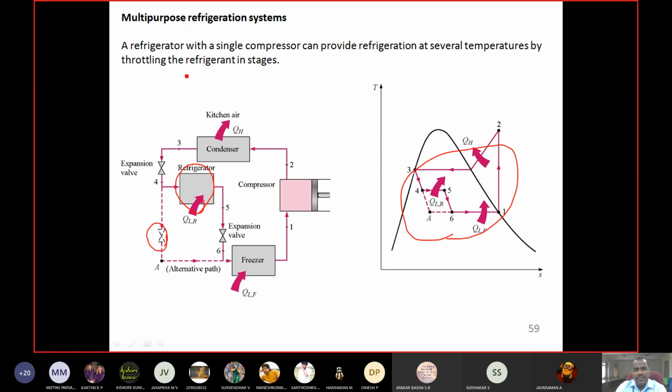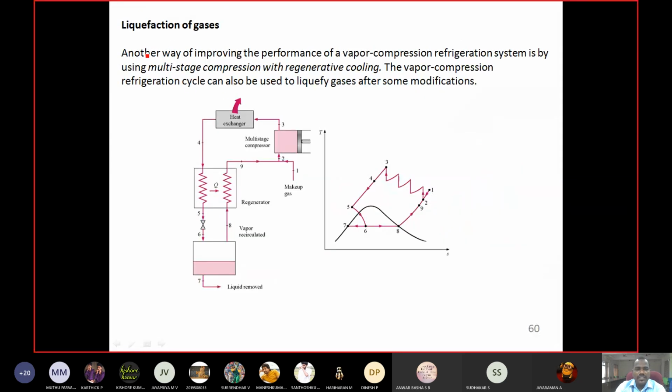In this case, the refrigerator with a single compressor can provide refrigeration at several temperatures by throttling the refrigerant in stages. So here we provide the refrigerator, and it will give you these stages. Depending on our requirement, we can get the expanded gas. Also, the liquefaction of gases is possible with the use of this regenerator.